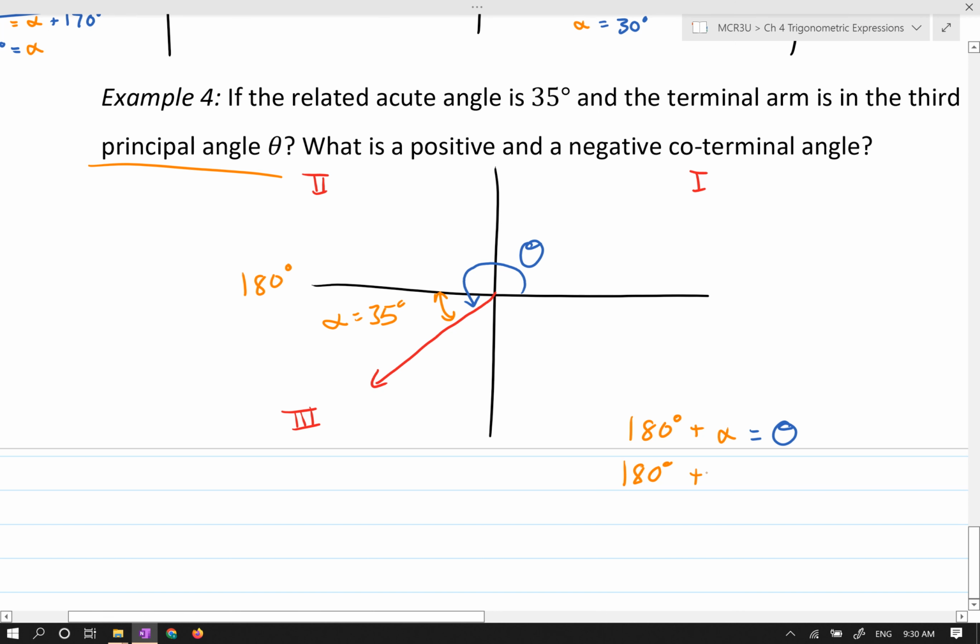180 degrees plus alpha. Alpha is 35 degrees. And this is equal to theta. Okay, good job. 180 degrees plus 35, I'm looking at 215 degrees for my angle theta. Fantastic. From here, you should be able to find a positive and negative coterminal angle.